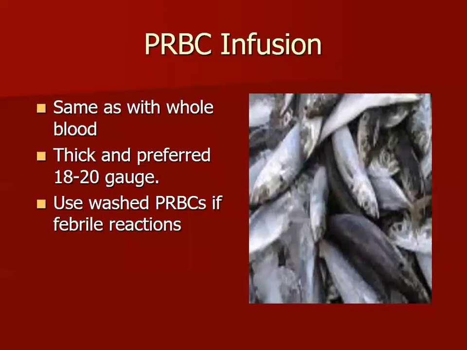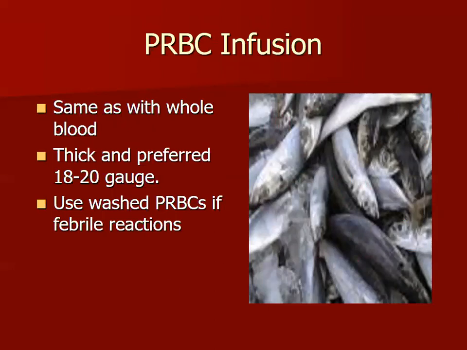All right, packed red blood cell infusion. It's the same as with whole blood. Again, it's thick, and we prefer to use an 18 to 20 gauge. We usually say it's because a gauge that's too small can break up the blood cells, but another reason we use the bigger gauges is because we want to get it in a timely manner. We can use as small as a 22 gauge, definitely not preferred because it would take forever to get in there. And 22 gauges are pretty fragile; they can bend and occlude pretty easily.